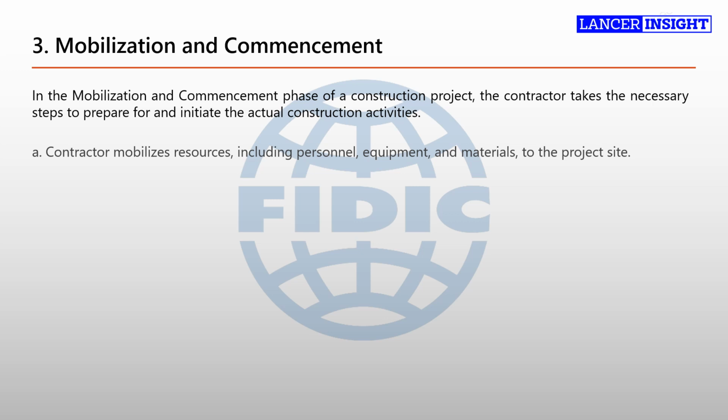Additionally, the contractor arranges for the procurement and transportation of required construction equipment, machinery, and tools to the project site. This may involve renting, purchasing, or leasing equipment as per the project specifications and requirements. Furthermore, the contractor ensures that all necessary materials, such as construction materials, supplies, and components, are sourced and delivered to the project site in a timely manner. This ensures that the construction activities can proceed smoothly without any delays caused by resource shortages.